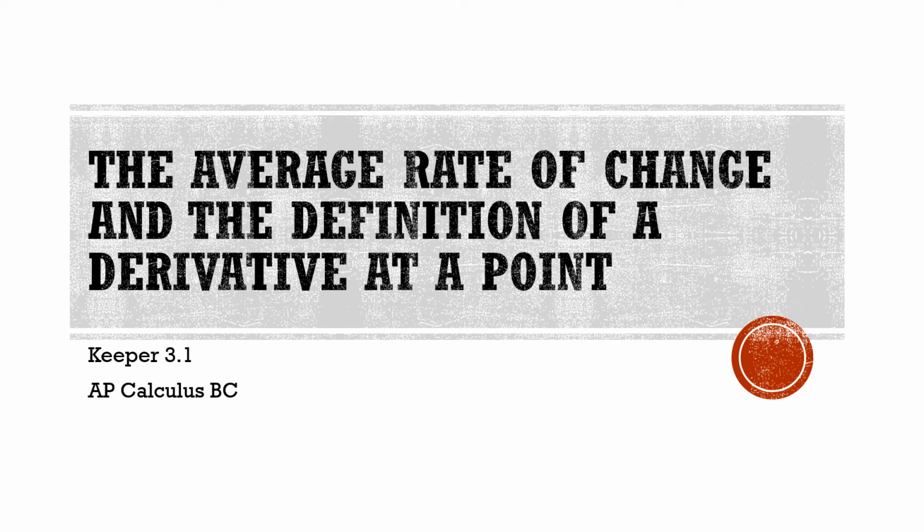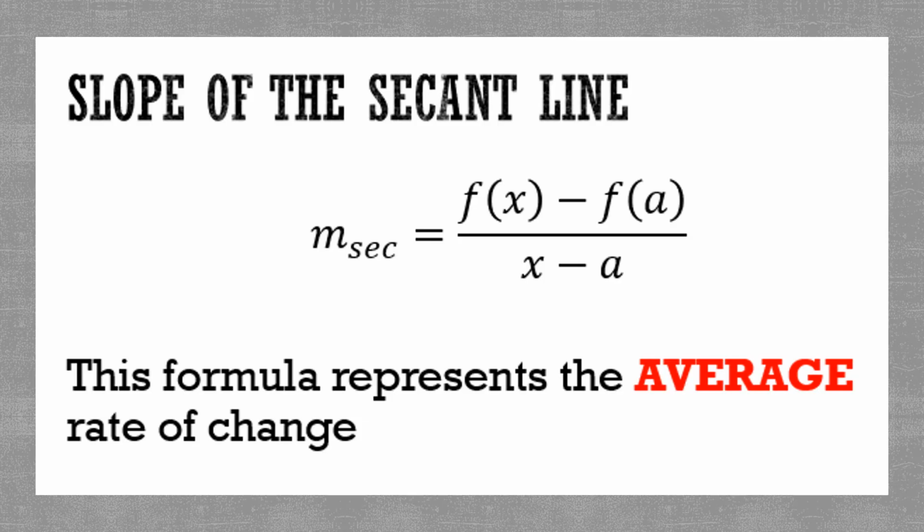Okay, so today we start a new unit, Unit 3, the meaning of the derivative. Today's keeper is keeper 3.1, the average rate of change, and the definition of derivative at a point. All right, so the first definition I want to give you guys is the slope of the secant line. The slope of the secant line is f of x minus f of a over x minus a.